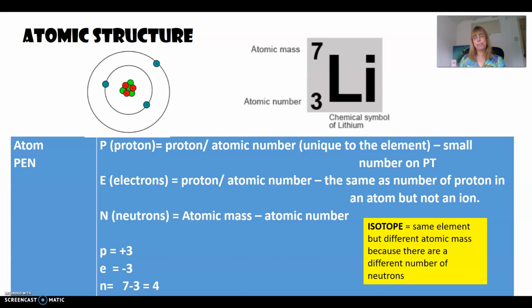Now, isotopes. I could have lithium in the form of 8,3 or 6,3. Those are called isotopes. What's happening is it's still lithium because it's still got an atomic number of 3, but because this number is changing, it's telling me that there are a different number of neutrons. That's important. With isotopes, there's a different number of neutrons, so the mass number is different.